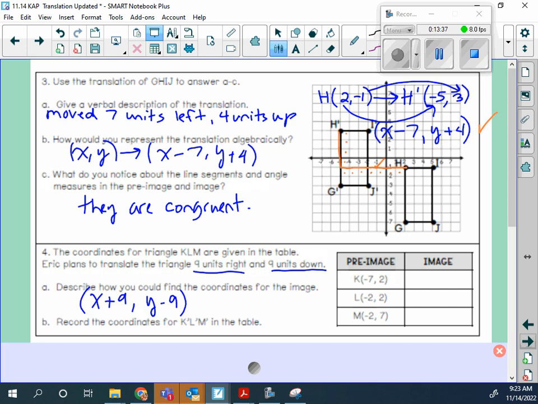So that means we're actually going to do it. So K prime: -7 plus 9 will be positive 2. And then 2 minus 9 will be -7. I'm just applying that rule. All right? So L prime: -2 plus 9 is positive 7. And then 2 minus 9, -7. And then M prime: -2 plus 9, 7. And 7 minus 9, -2.